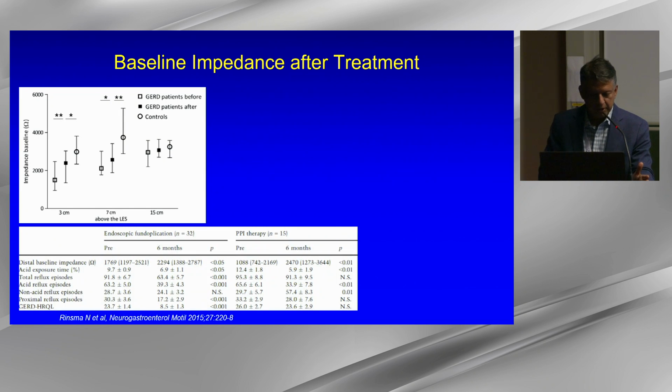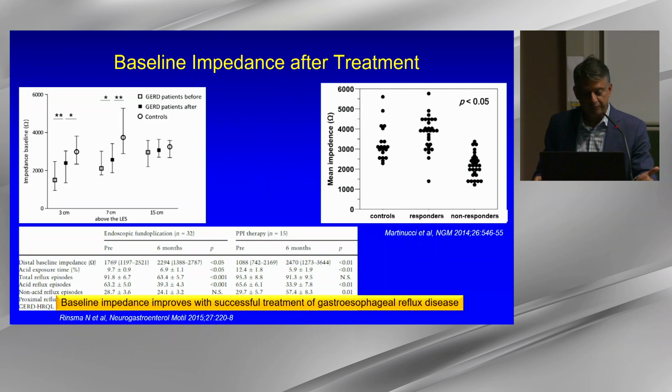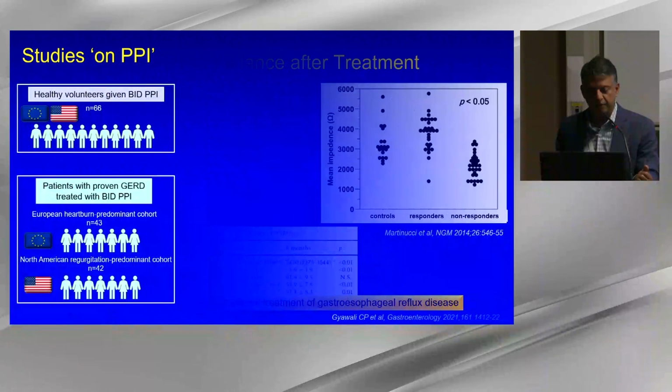So here you can see in the table endoscopic fundoplication. You can't see my arrow, but the top row here, pre and post, you can see at 6 months time point after fundoplication, after PPI therapy, the values go up as the mucosa heals. And here you can see that in PPI non-responders, the value tends to remain low in contrast to responders. All right, so baseline impedance improves with successful treatment of reflux disease.